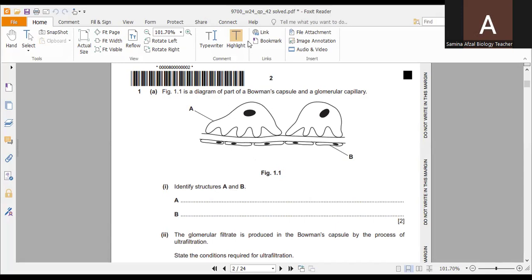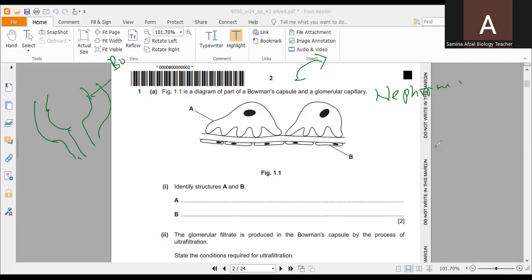Students, you know the Bowman capsule and glomerulus, or glomerular capillary. They are part of the nephron. And here you can see the Bowman capsule is a cup-shaped structure. So this cup-shaped structure is Bowman capsule.